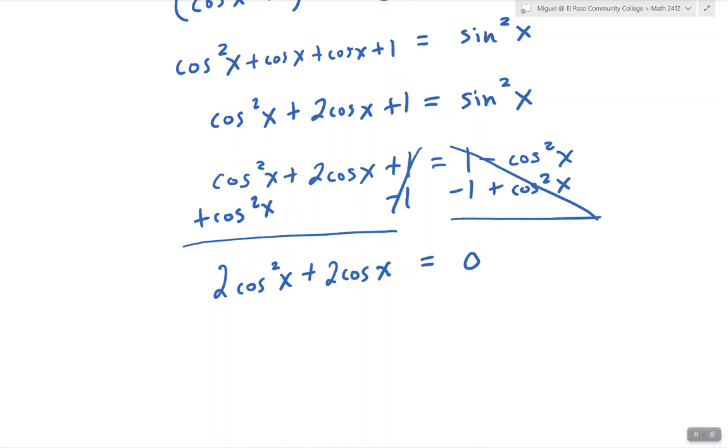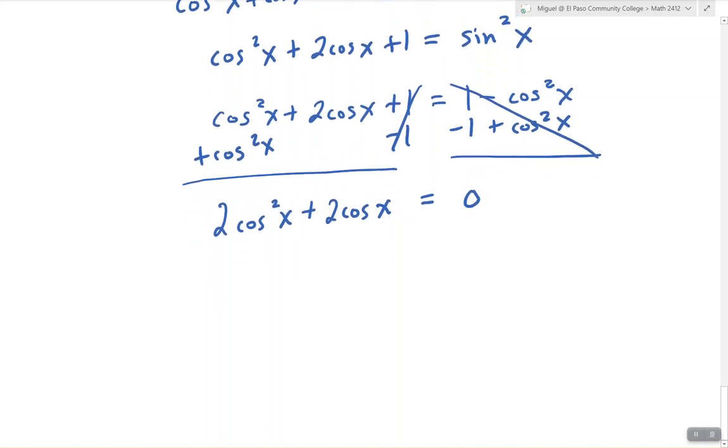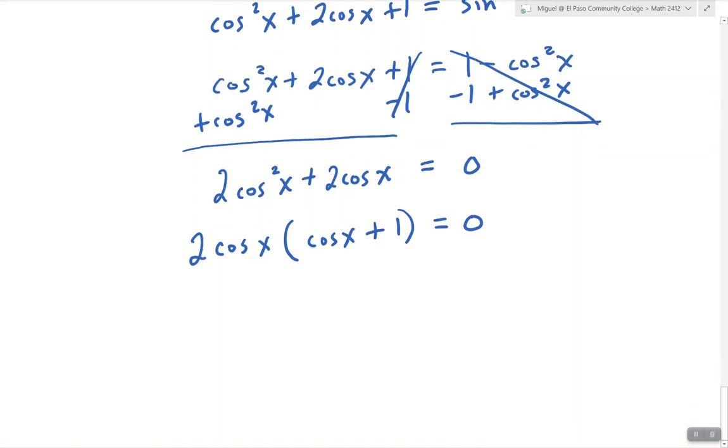So factor, not too hard because we only have two terms. What do they both have in common? A 2 for sure, and what else? A single cosine, good. So this would be 2 cosine of x times cosine of x plus 1. And now it's in factored form equal to 0, so we can just set each factor equal to 0.